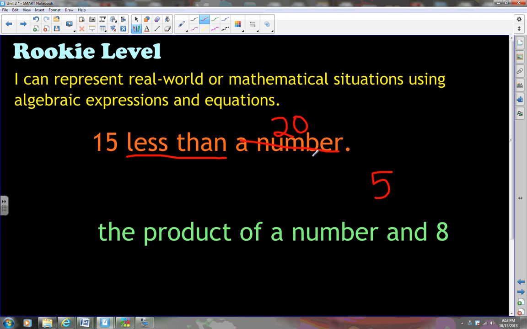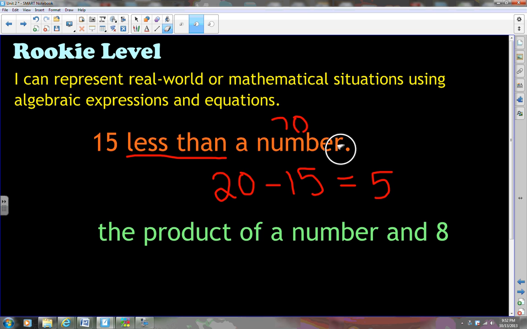Now, how do I set up these numbers to give me that answer of 5? Well, if I'm going to take 15 less than 20, I'm going to put the 20 here, and I'm going to take 15 less than that, which gives me that answer of 5. Now, remember, though, 20 isn't our number here. We're supposed to leave it just general as a number.